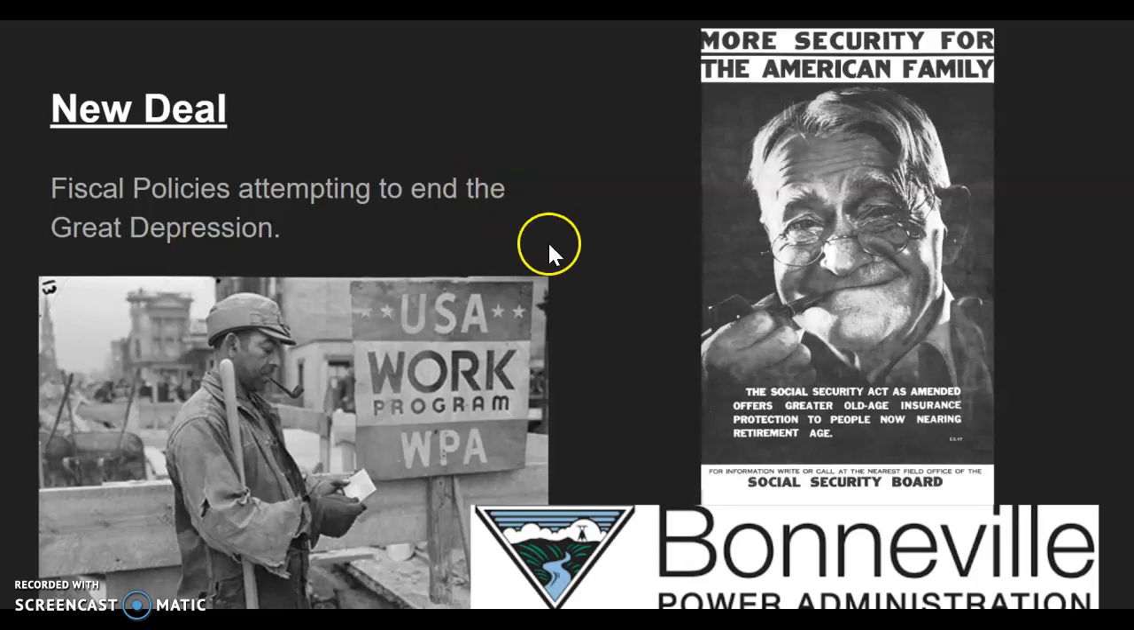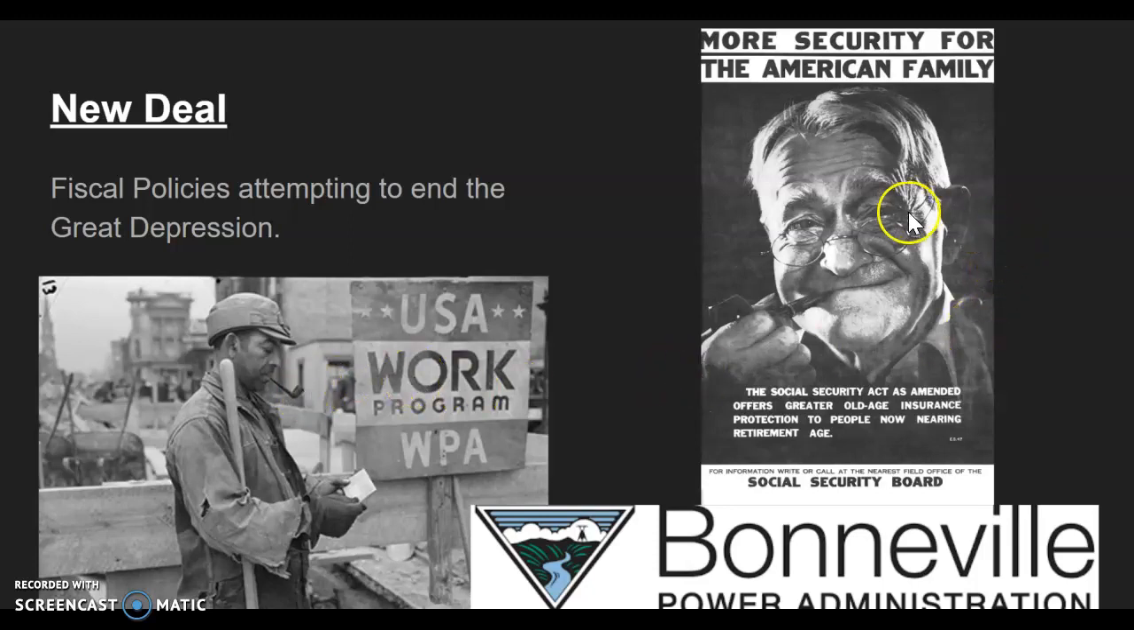Some of these fiscal policies included the WPA, where the government would fund public work projects. Basically, we're going to build a bridge, we're going to build infrastructure, we're going to hire people using government money. So people are working, and if people are working, they're going to get a paycheck. If people have a paycheck, they're going to be able to buy stuff. If people are able to buy stuff, then businesses will have an incentive to sell stuff and hire more workers, so then more people are going to be working. So that was the WPA.